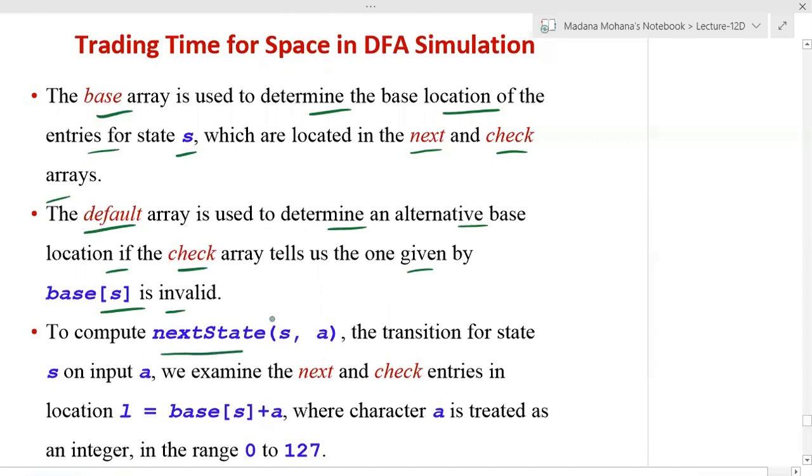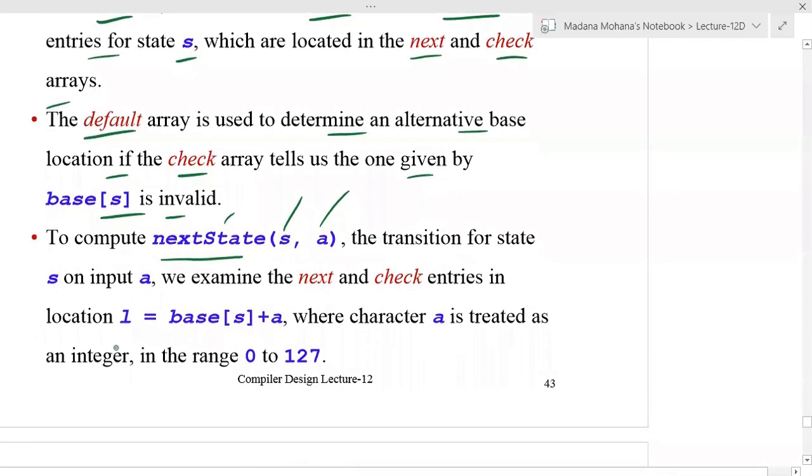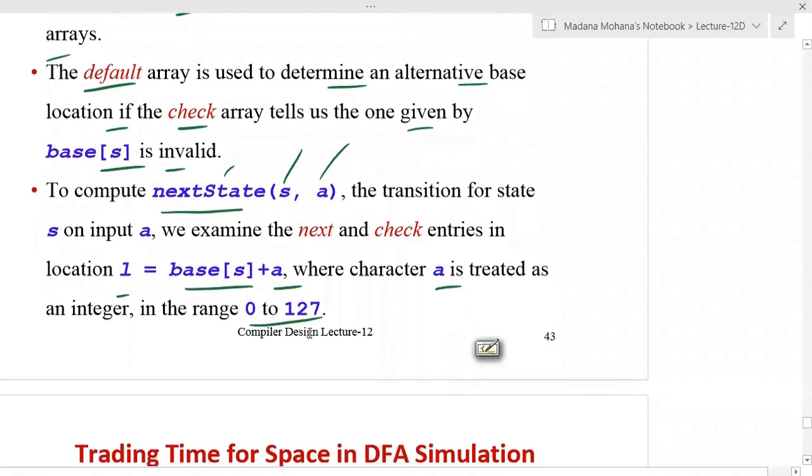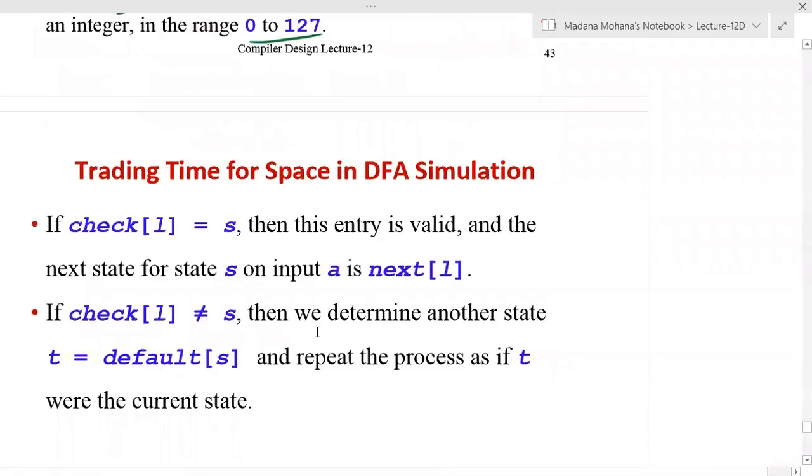To compute the next state from state S on input symbol A, use this function. The location L is denoted by base of S plus A, where character A is treated as an integer in the range of 0 to 127. Now, if check of the location L is equal to S, then this entry is valid, and the next state for state S on input A is next of L. If check of L is not equal to S, then we determine another state T equal to default of S and repeat the process as if T were the current state.